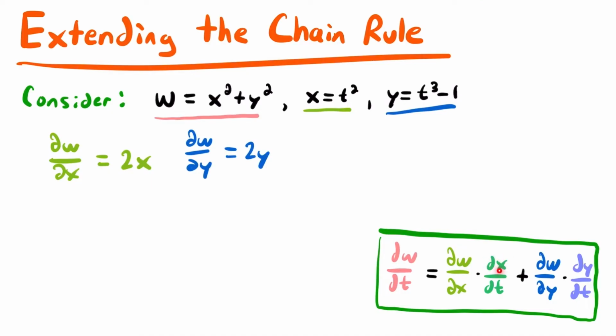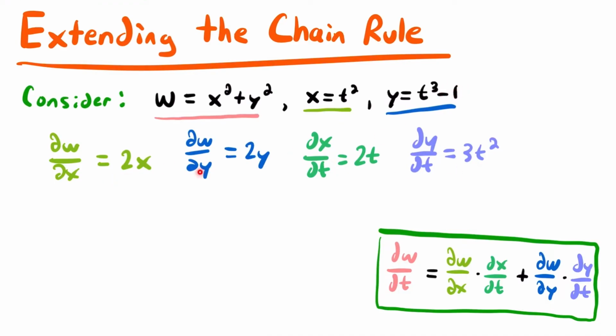Let's take the derivative of x with respect to t. The derivative of t squared would be 2t. So dx dt is 2t. And then let's find the derivative of y with respect to t. And so dy dt would be equal to the derivative of t cubed minus 1. Use the power rule on t cubed, and you get 3t squared. And then the derivative of negative 1 is 0, because that is a constant.